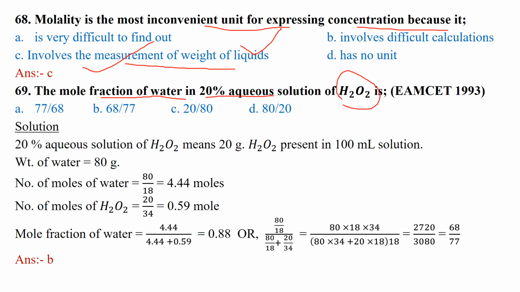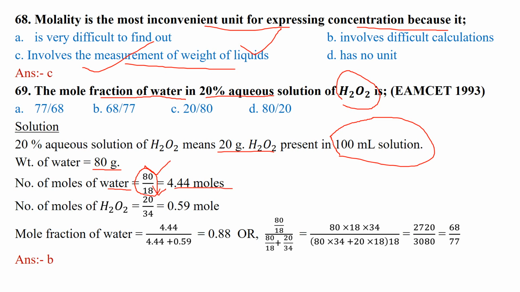A 20% aqueous solution of hydrogen peroxide means 20 gram of H2O2 is present in 100 ml of aqueous solution. Means 100 minus 20 gives 80 gram of water, right? So 20% means in 100, 20 gram is hydrogen peroxide, then 80 gram is water. The number of moles of water will be 80 by 18. 80 is the amount of water and 18 is the molecular weight, so 4.44 moles.